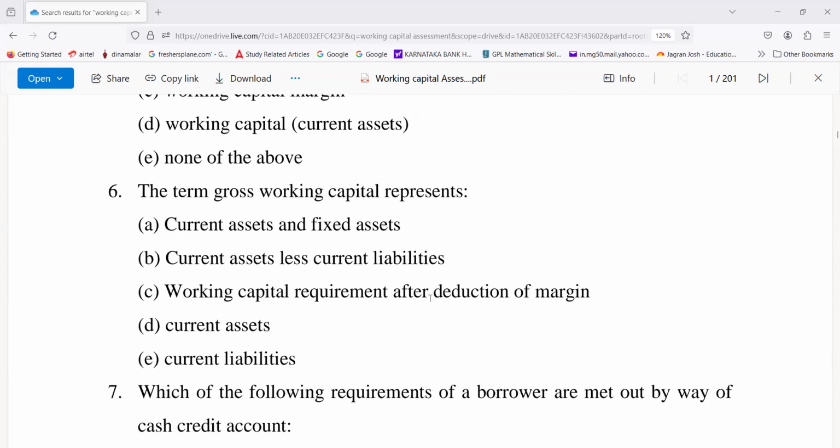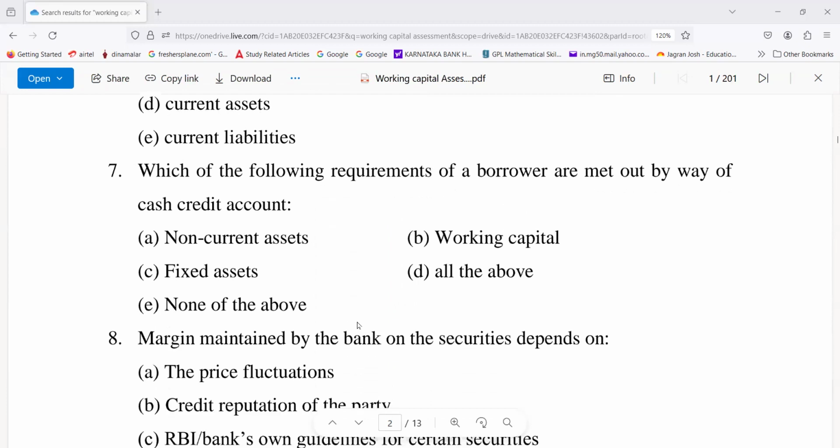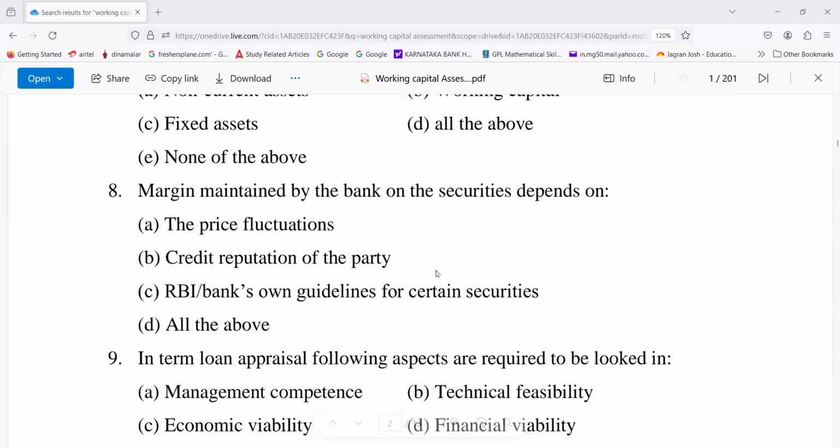Number 6, the term gross working capital represents what? The answer is current assets. Number 7, which of the following requirements of a borrower are met by way of a cash credit account? The answer is working capital, not fixed assets, not non-current assets.